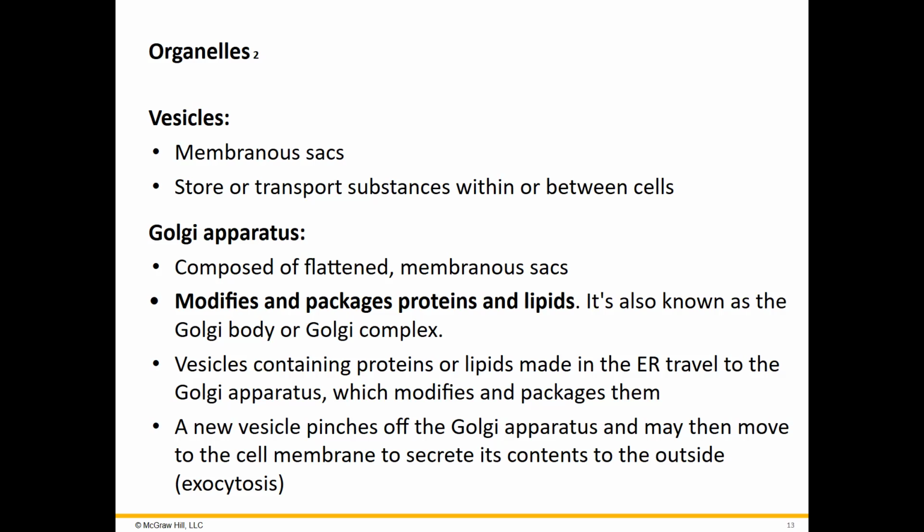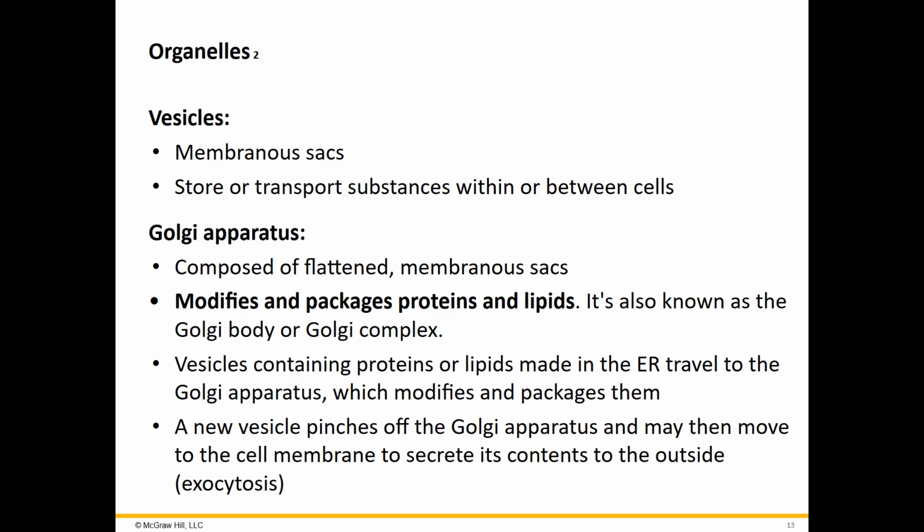So the endoplasmic reticulum produces stuff. It's your production center. The rough ER produces proteins. The smooth ER either absorbs fats or produces fats. Once it's produced, a vesicle will form around the protein or the fat, and it will carry it to the Golgi apparatus. The Golgi apparatus, sometimes known as the Golgi body or the Golgi complex, modifies these proteins and fats.